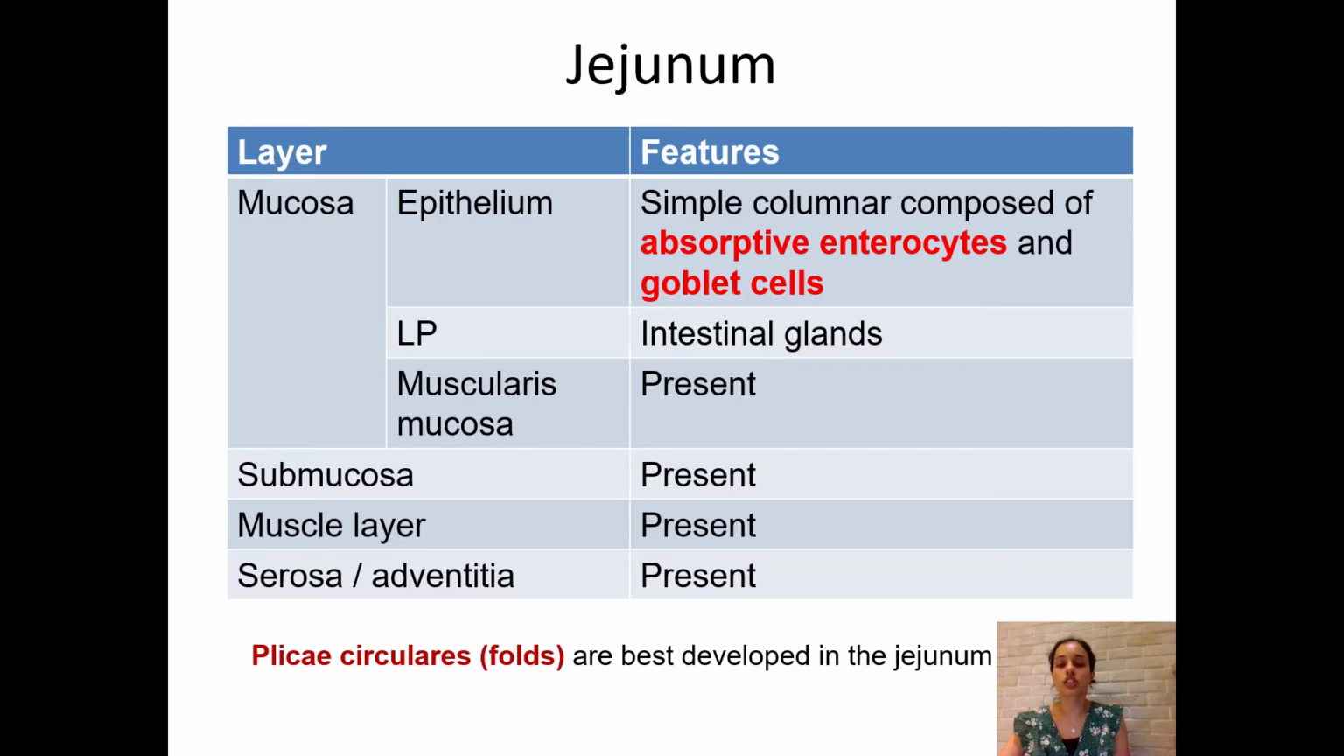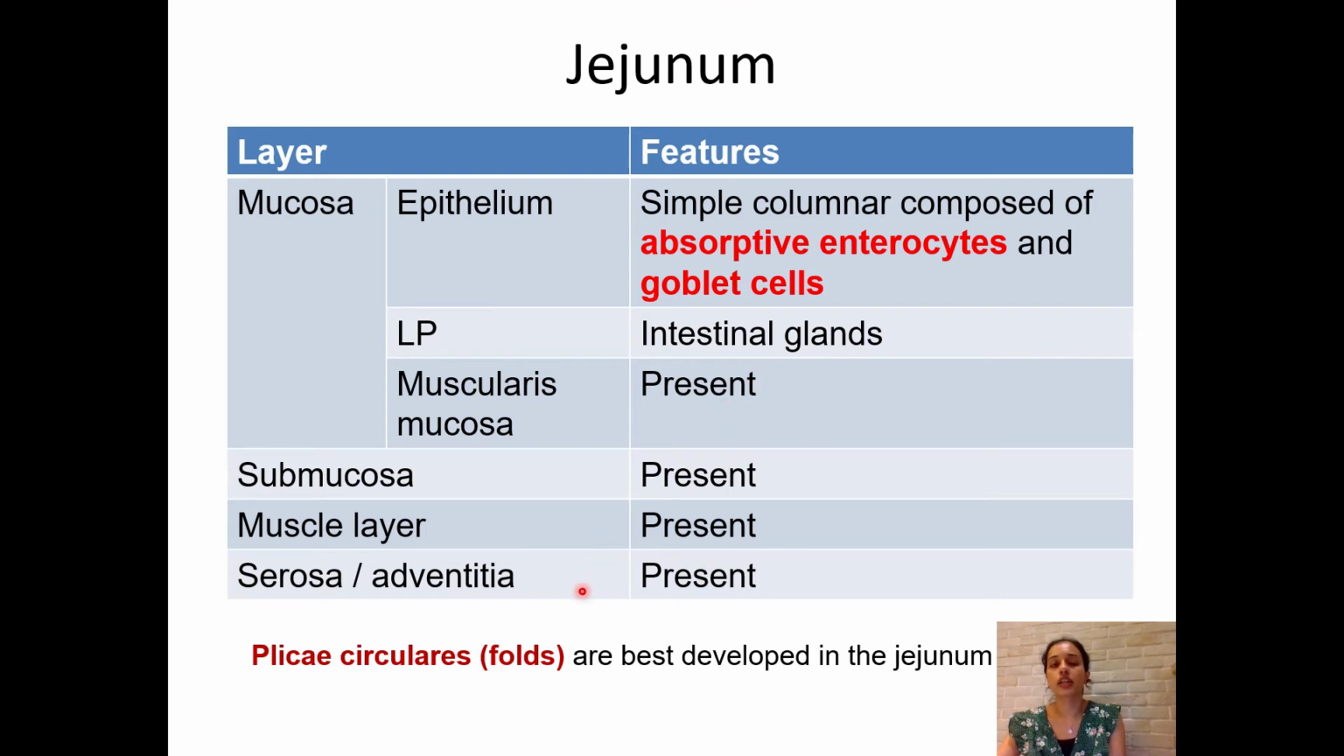Now coming to the jejunum. So as I mentioned earlier, the folds are best developed in the jejunum. So you'll see more of plicae circulares here. Epithelium is the same, simple columnar having enterocytes and goblet cells. They have intestinal glands, that is the crypts of Lieberkühn. The rest are similar. Okay.